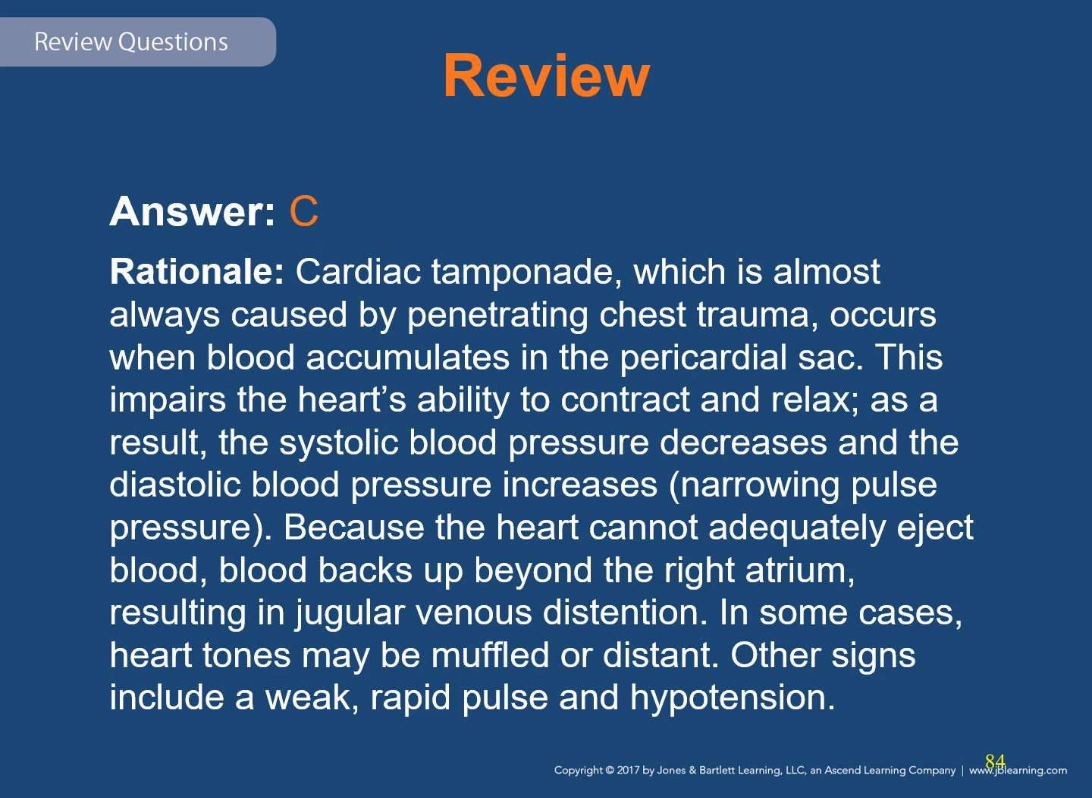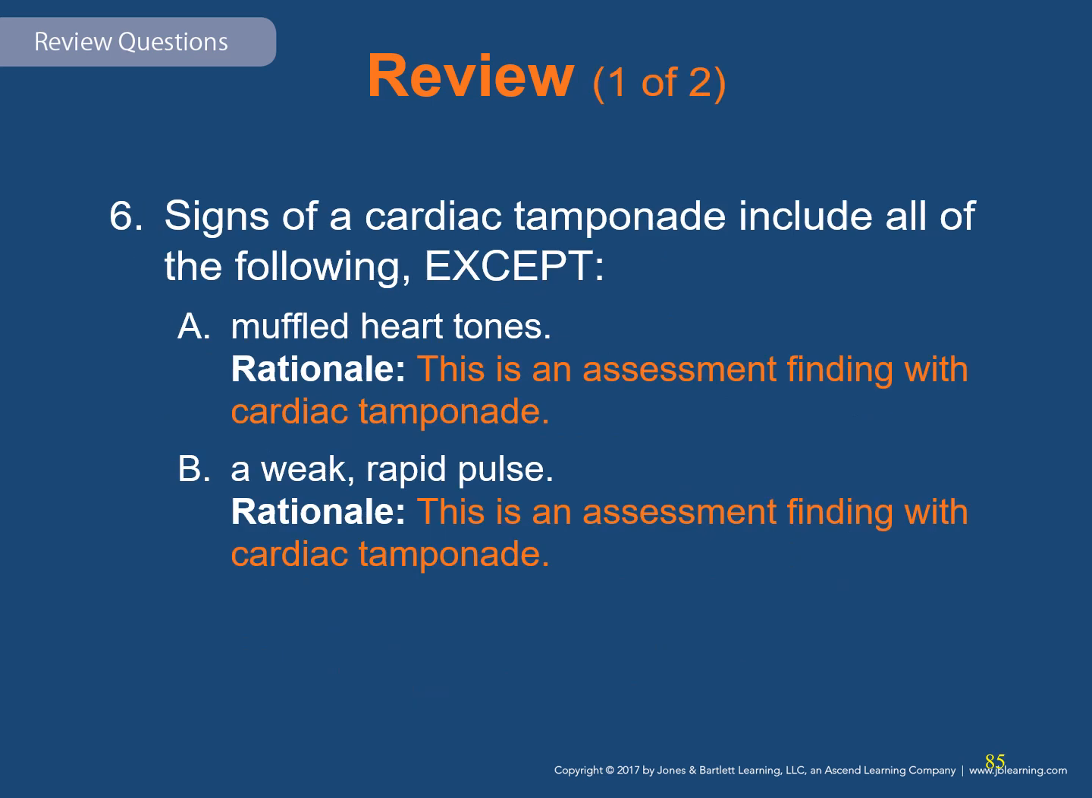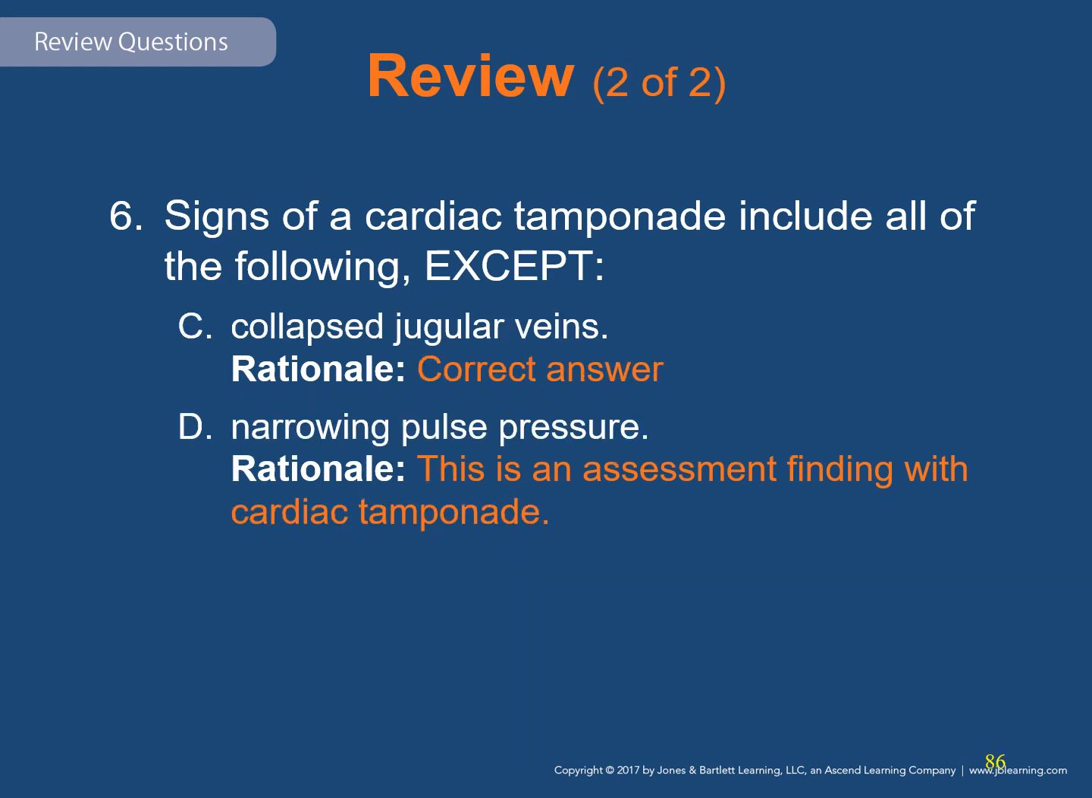In some cases, heart tones may be muffled or distant. Other signs include weak, rapid pulse, and hypotension. Answer A. This is an assessment finding of cardiac tamponade. The same goes for answer B. Answer C, collapsed jugular veins, is not a sign of cardiac tamponade. It's actually distended jugular veins. Answer D is also an assessment finding for cardiac tamponade.